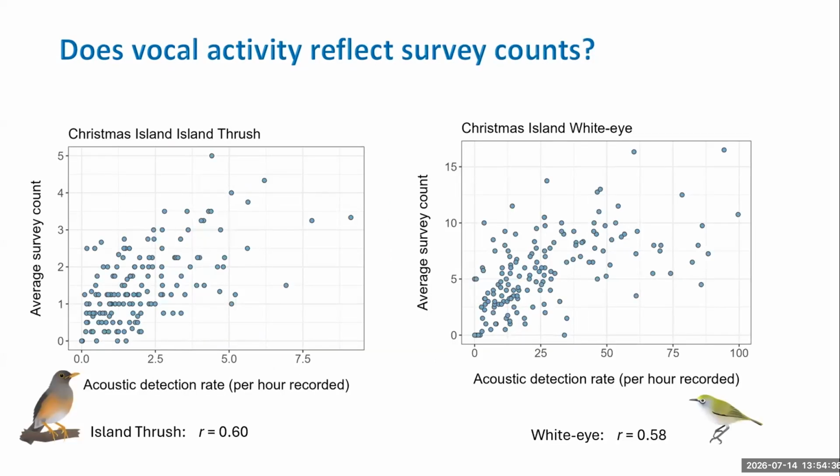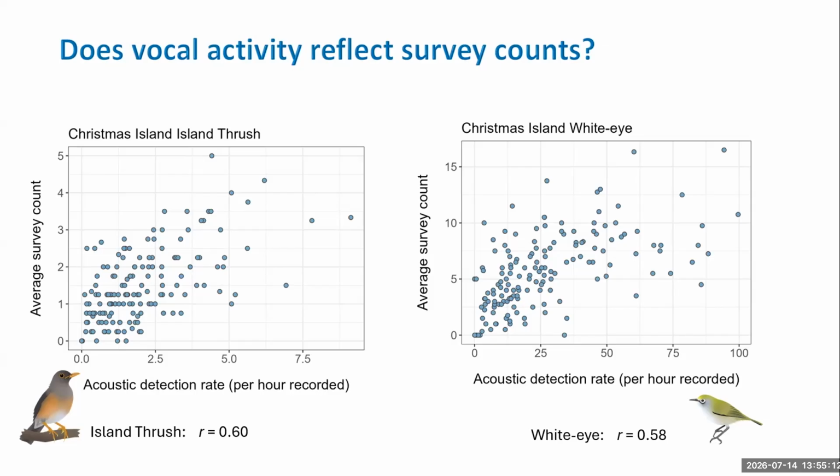And moving on from that, what we also wanted to know was, does vocal activity reflect survey counts? Again, we used the survey data from those two years, four survey visits at each site doing point counts, to see if our detection rate related to the survey counts. And what we found were reasonably good correlations between the acoustic detection rate and the average survey count in each year. Each of these points is one site in one year.